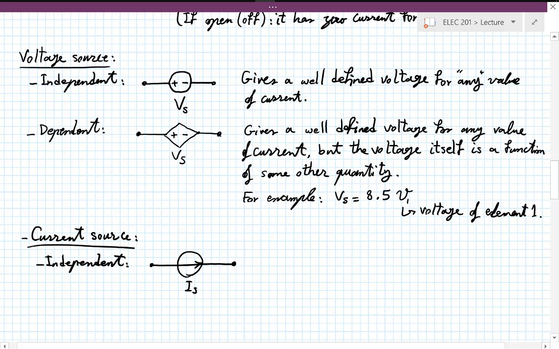It can be anything. So again, a dependent voltage source does not impose any value of current, just like an independent voltage source. It just imposes a voltage. It just so happens that its voltage itself is controlled by something else in the circuit. Okay? Could be controlled by a current, could be controlled by a voltage. And that's why you would call it either a current-controlled voltage source or a voltage-controlled voltage source.